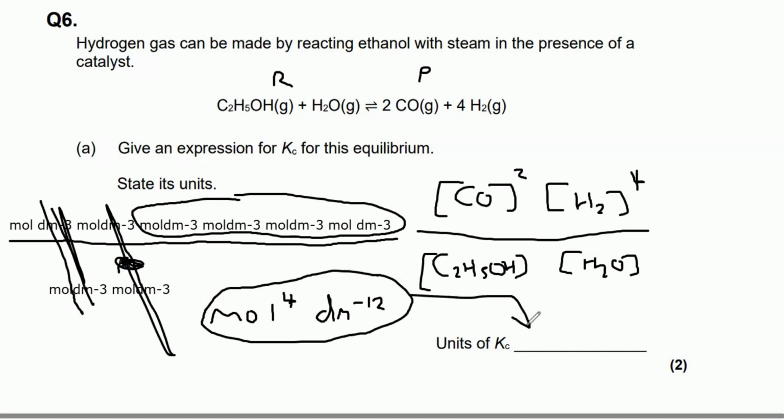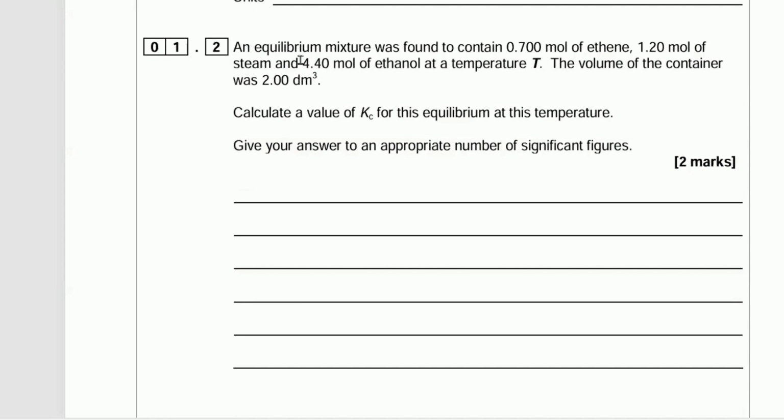Right, let's get back to the original question we were looking at. It says 1.2, an equilibrium mixture was found to contain 0.7 mole of ethene, 1.2 mole of steam, and 4.4 moles of ethanol at temperature T. The volume of the container was 2 decimeters cubed. Calculate a value of Kc for this equilibrium at this temperature. Give your answer to the appropriate number of significant figures.